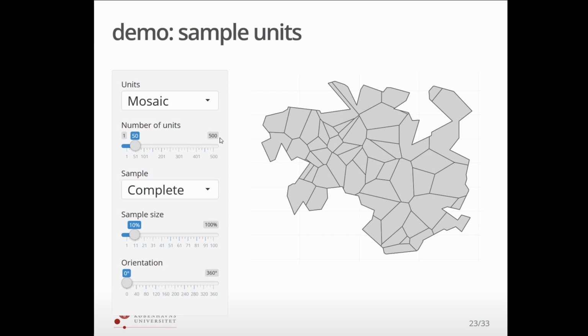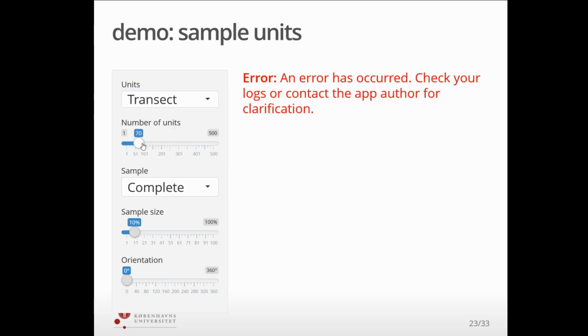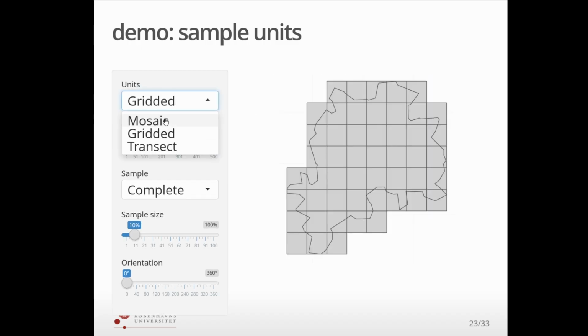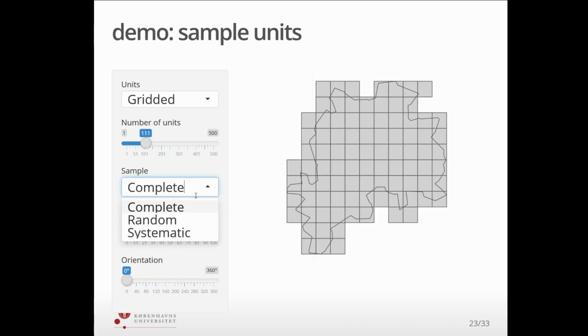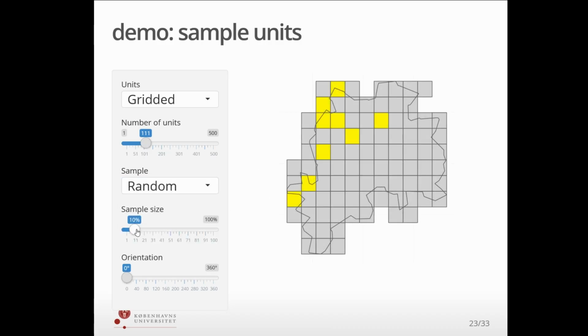Then we have various ways of dividing up the area, modeling our sample frame. So mosaic, like a field system, or transects. Grids. So grids, change your number. Maybe you don't sample all of them, you do a random sample of 50%, etc.